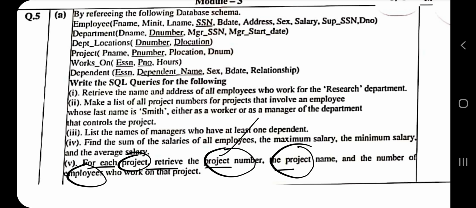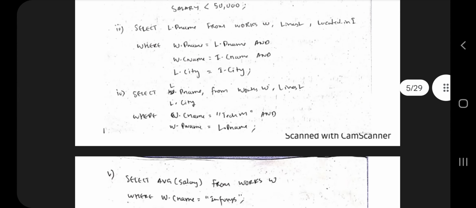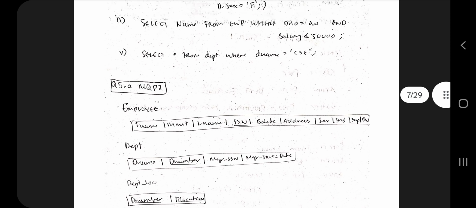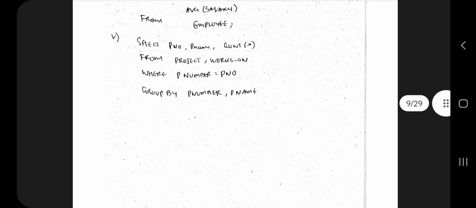So project number you'll be retrieving from here, P number, P name, and the number of employees. How you'll be retrieving? You'll have to connect the project and the works on table and do the count star. Okay, so let's see what we exactly have to write. So in the answer part, P number, P name, and count star.